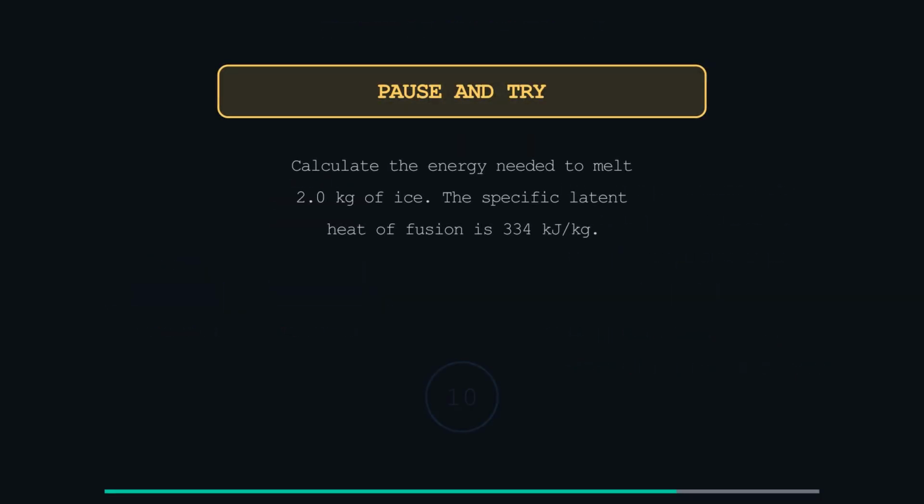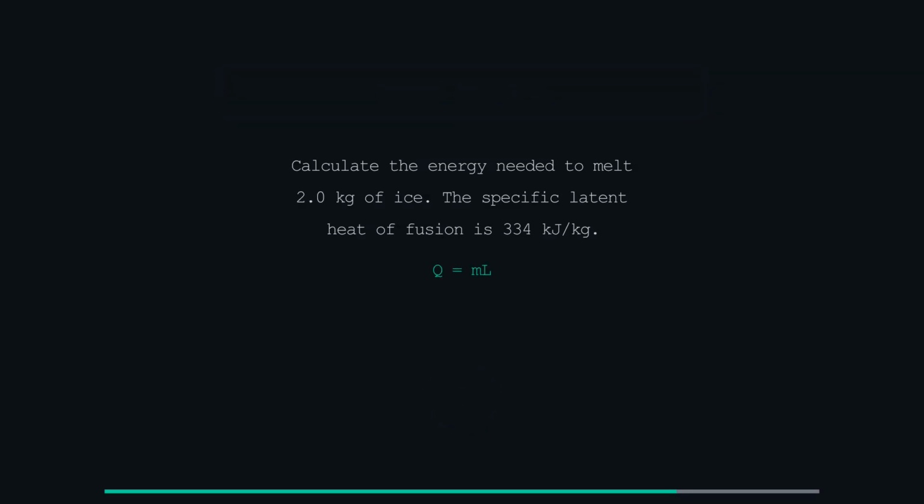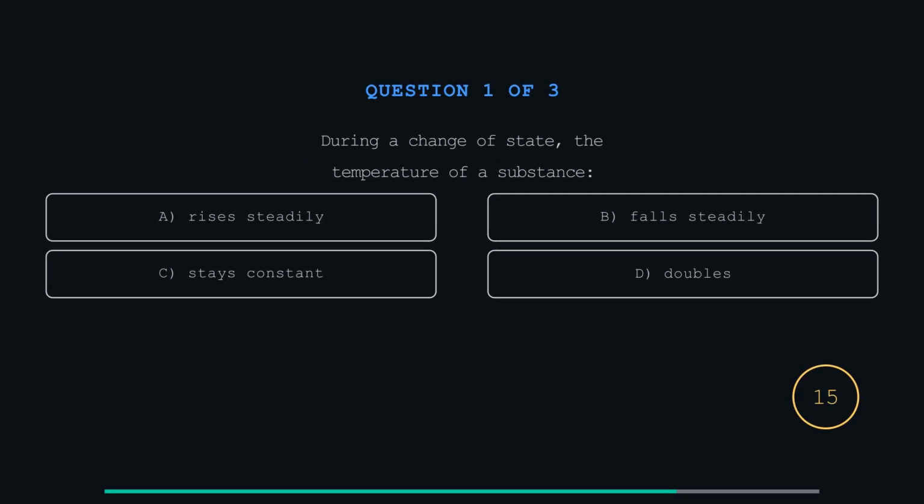Here is one for you to try. Calculate the energy needed to melt 2.0 kilograms of ice. The specific latent heat of fusion is 334 kilojoules per kilogram. Pause the video now. Read the question and select your answer.